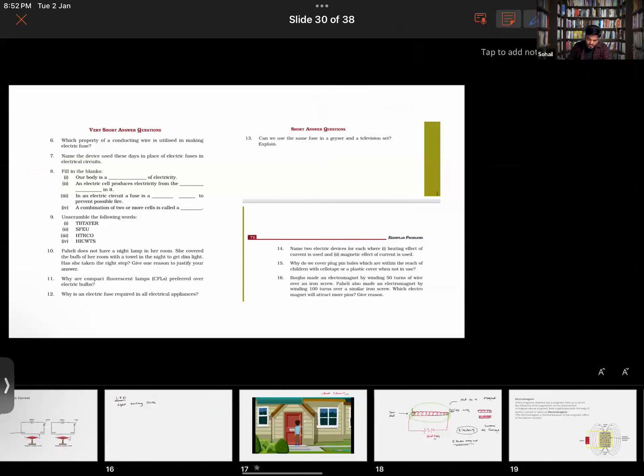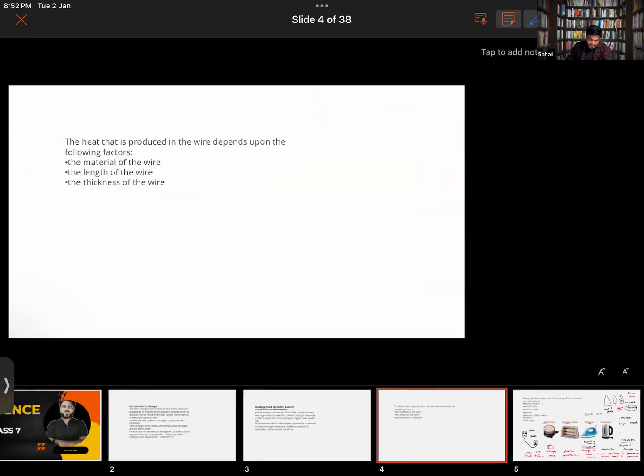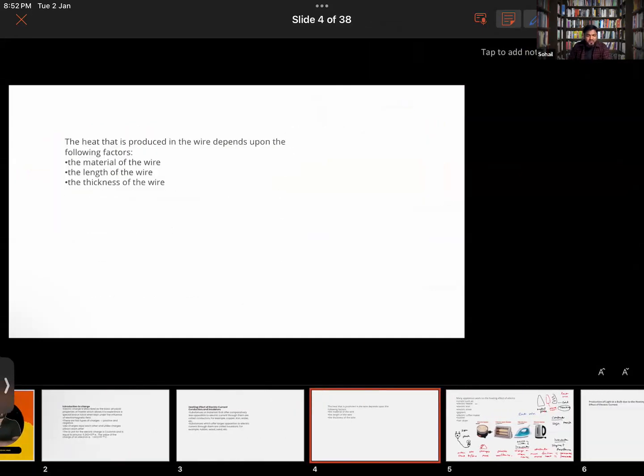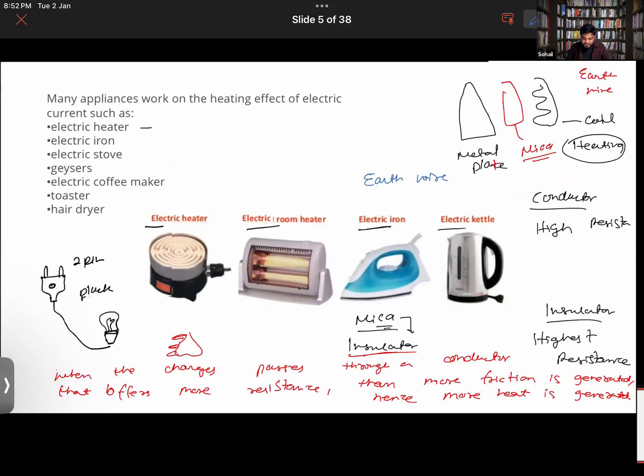So we discussed charges, conductors, insulators, and the heat produced in the wire. Heat is produced because of the resistance offered to the flow of electrons in a given wire. Whenever current flows in a wire and electrons get some obstruction in the flow, heat will be produced, and it depends on factors like the material of the wire, the length of the wire, and the thickness of the wire.